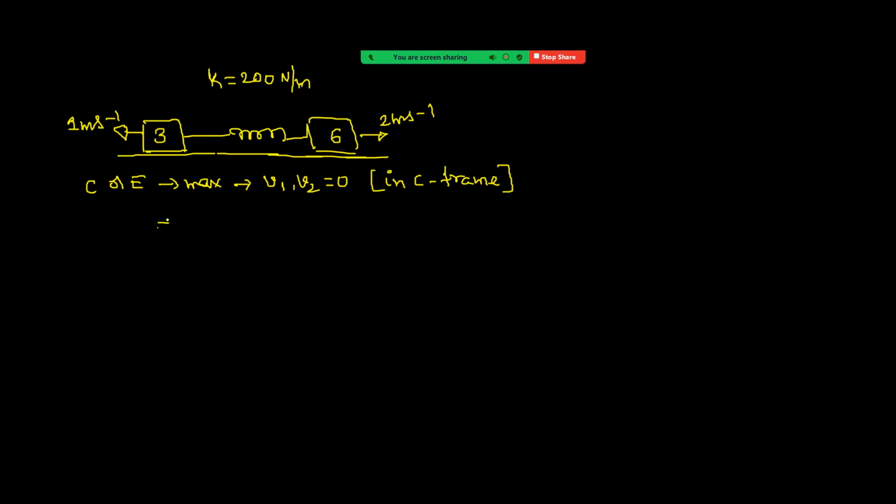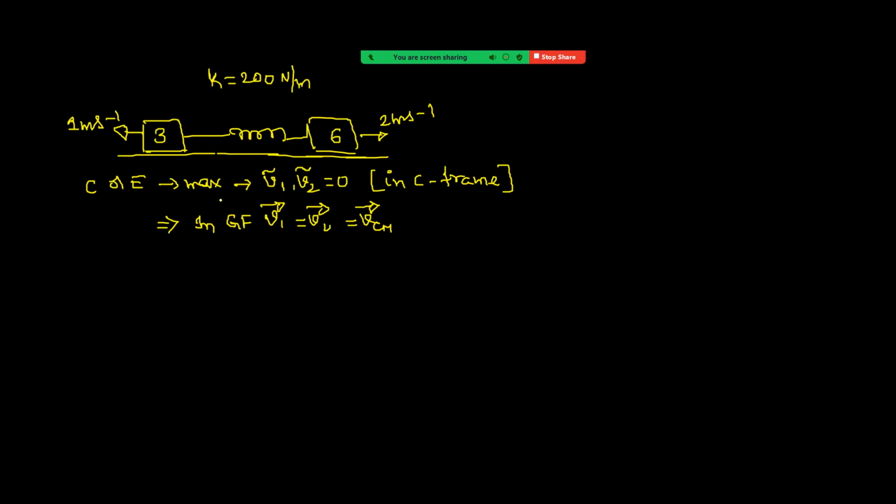This implies, remember, in center of mass frame, their velocities are 0. Its meaning is in ground frame, their velocities are V1 bar is equal to V2 bar, that is equal to VCM. Okay. In ground frame, their velocities are equal to velocity of center of mass. That's why in center of mass frame, their velocities are 0. Okay, center of mass frame, right?